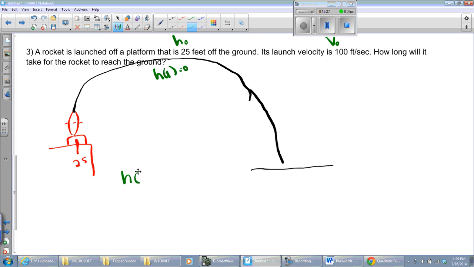So let's set up my equation. h of t is going to be 0, equals negative 16t squared plus v sub 0 t. So this will be negative 16t squared plus 100t. And the starting height is h sub 0, or the initial height, right? And so it's plus 25. All right, so here we go.